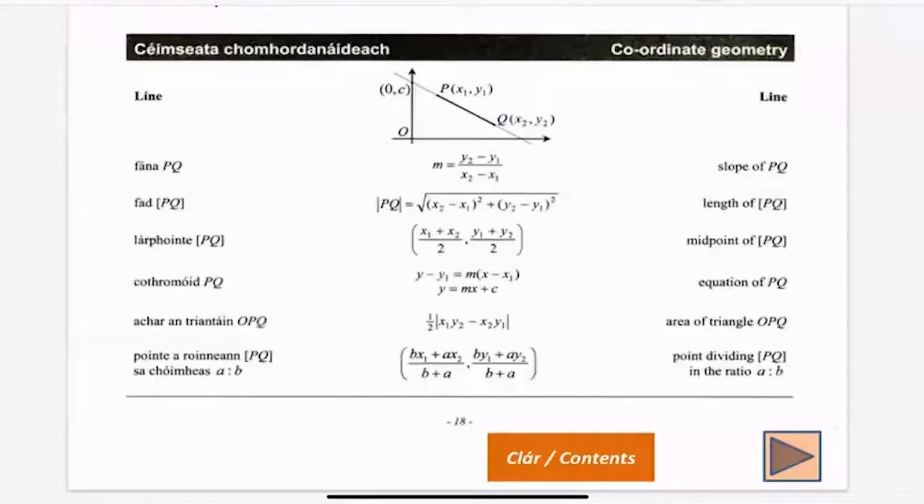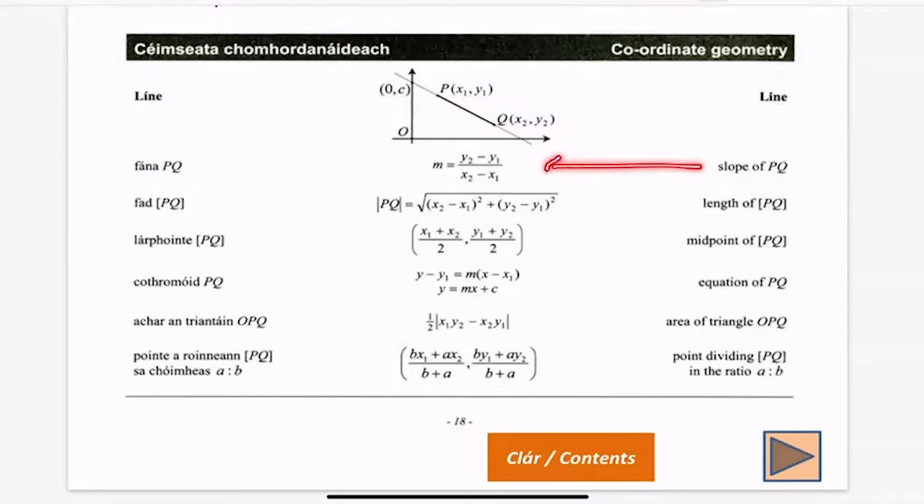Okay, so for any of these questions, you're in the log tables, page 18, on the coordinate geometry, the line page. You'll see up the top, they give an example of a line PQ and show you how to label the points: X1, Y1, X2, Y2. For any point, we label it X comma Y, and I remember it as X before Y in the alphabet. The first point gets called X1, Y1 because it's your first point, and the second point gets called X2, Y2. So you label the points, and then you figure out which is the right formula to use.